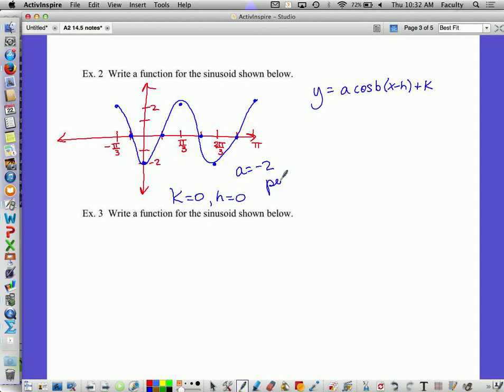Then we need to figure out what's the period length. How long does it take to repeat? If you start where x is 0 and just go to the next spot, do you see then that spot is the length? So the period is 2 pi over 3, and the period is 2 pi over b. Now use your thinking caps. What's b? 3, okay? You don't need to cross multiply, that would be goofy. So this is y equals negative 2 cosine 3x. That's it.